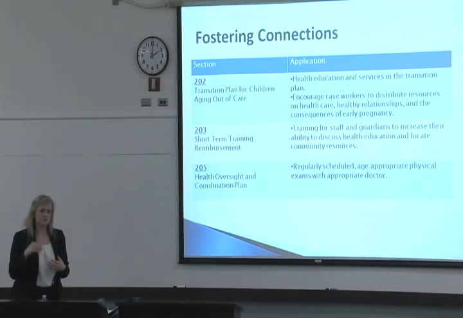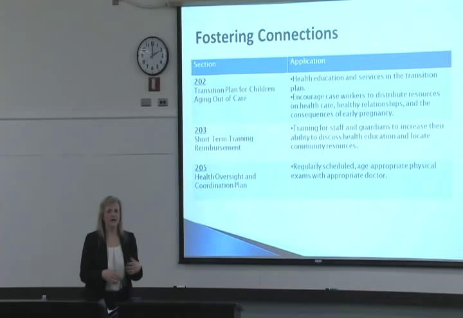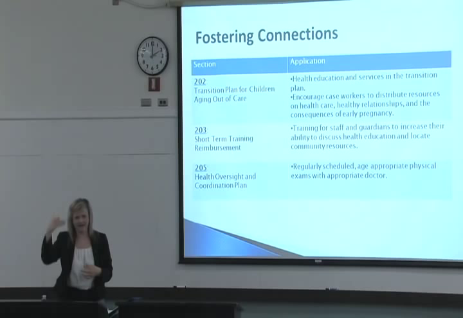So in terms of the first, Section 202 of Fostering Connections, that provision requires that there be a transition plan for children aging out of care, and that refers again to some of the ILP services that these kids might have. And there's this provision in Fostering Connections that says within 90 days of aging out, the young person should receive services related to a number of healthcare issues. And it goes down this big long list, and one of those things is sexual health care, preventing pregnancy, et cetera.